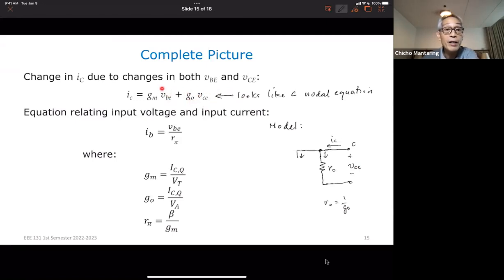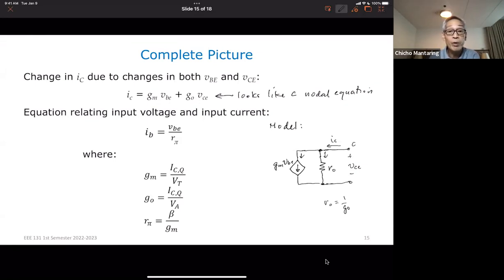And then I have another current, G sub M VBE. But VBE is in another part of the circuit, and therefore that must be a controlled source. Okay? So the current is downward, and this is now G sub M VBE. So that takes care of my output.